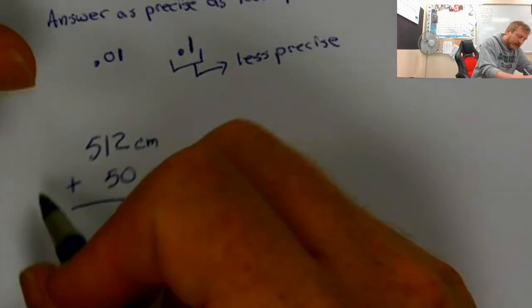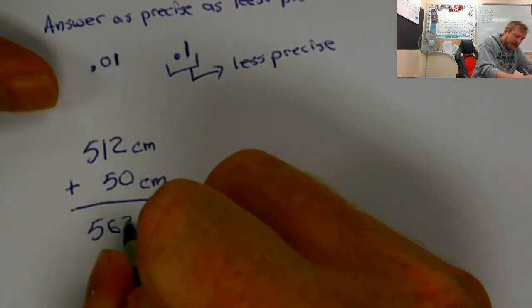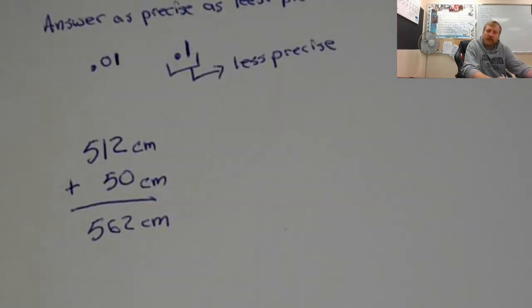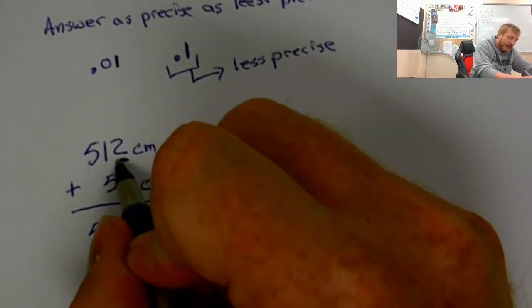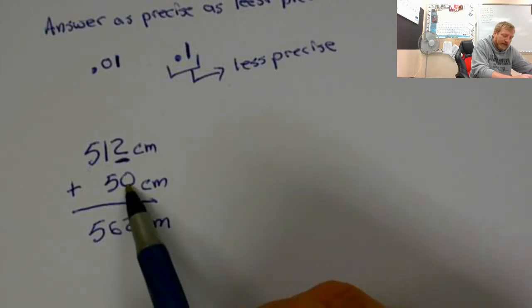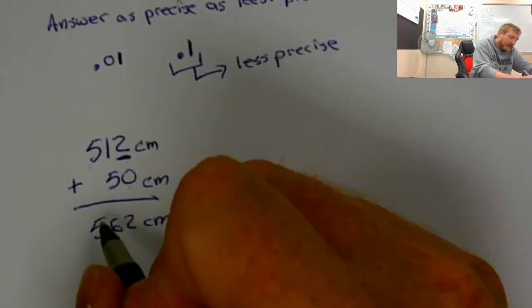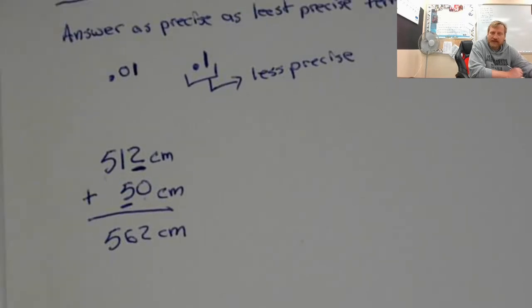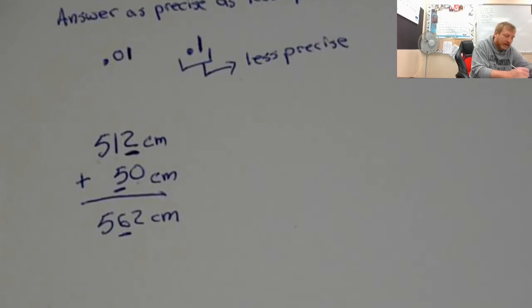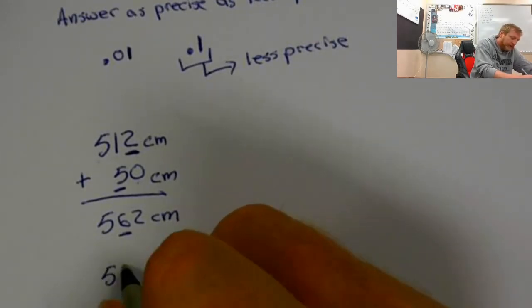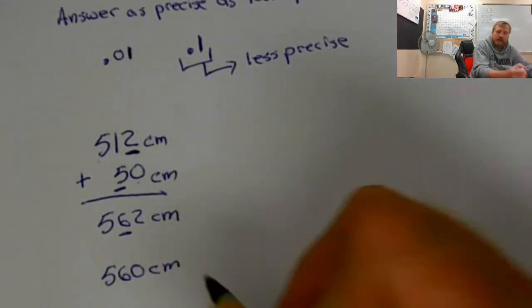We get this raw answer of 562 centimeters. But now we need to do some rounding according to this rule. For adding and subtracting, the answer is as precise as the least precise term. In this case, the top number is precise all the way down to the ones place, but the bottom number, this is not a significant zero, so it is only precise down to the tens place. That means we have to round our answer to the nearest 10, and we would round this answer to 560 centimeters.